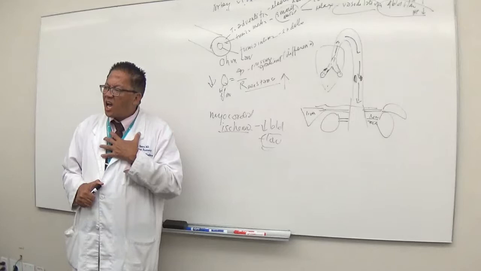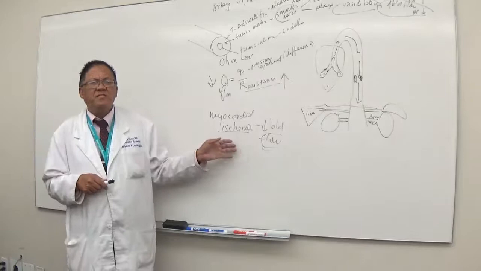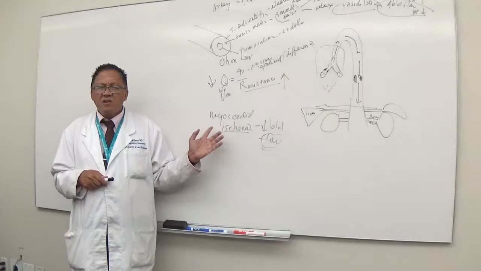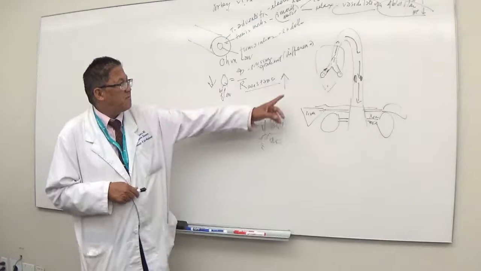Pectoris. Why is it called angina pectoris? Pectoral muscles, muscles of the chest wall. Angina is going to manifest in patients suffering from what we call ischemic heart disease or atherosclerotic heart disease, otherwise known as coronary artery disease. What is the pathology here? Deposition of fat in the wall of the coronary.